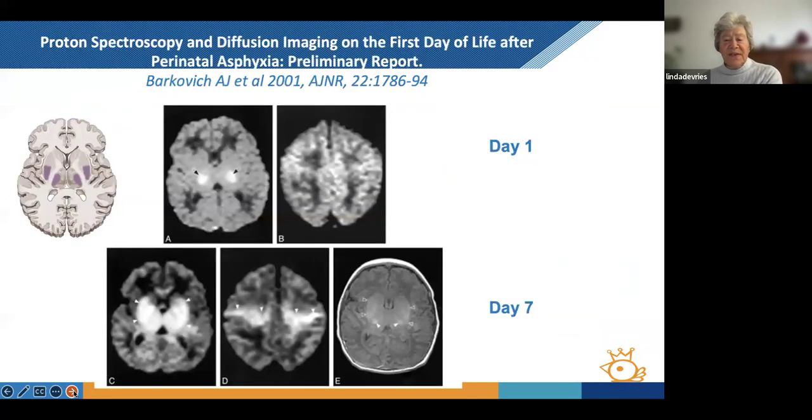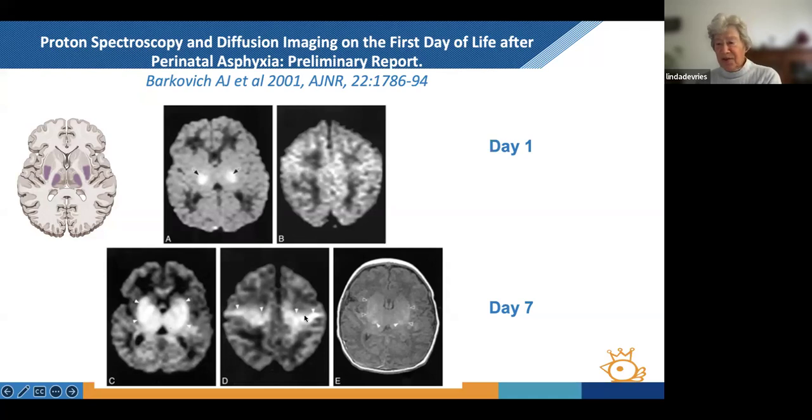What is really important is that you don't do your MRI too early, because this is a very old paper from Jim Barkovich from 2001. And we see on the top, it was performed on day 1, and you see only diffusion restriction in the thalami and nothing else. But then the baby had a 2nd MRI on day 7, and now you see that the total area of the basal ganglia, the caudate nucleus, and the thalami, but also the perirolandic cortex, are all affected.